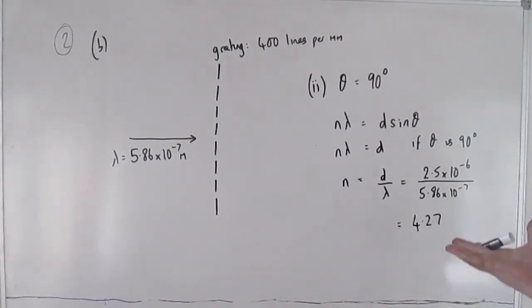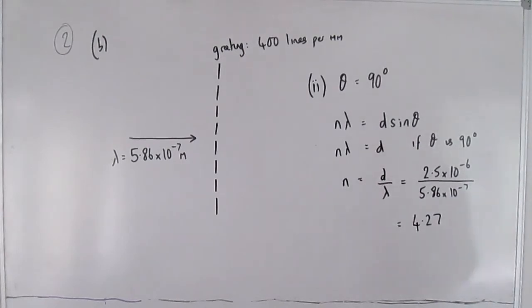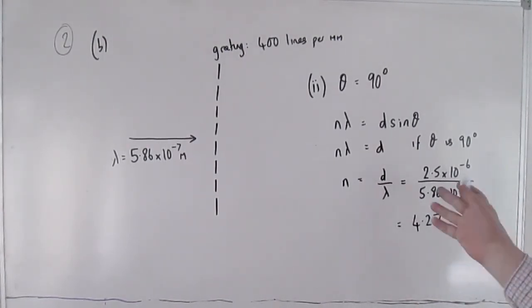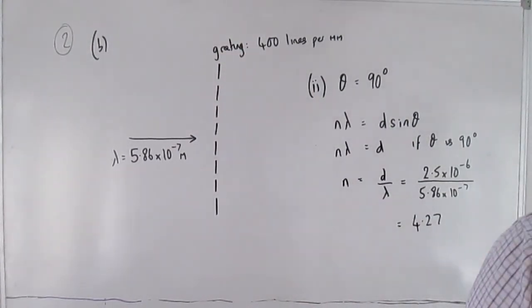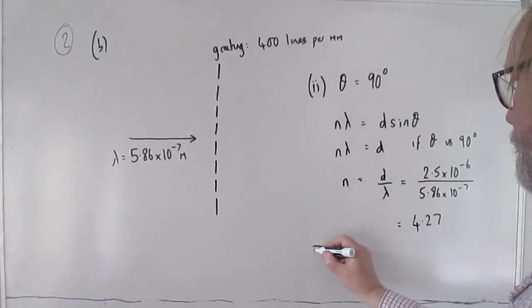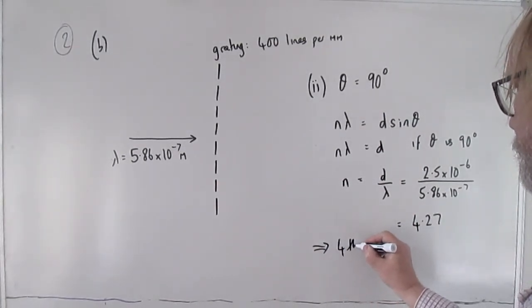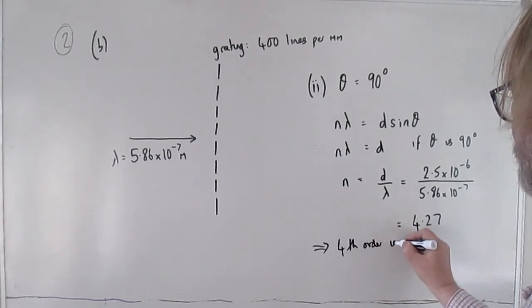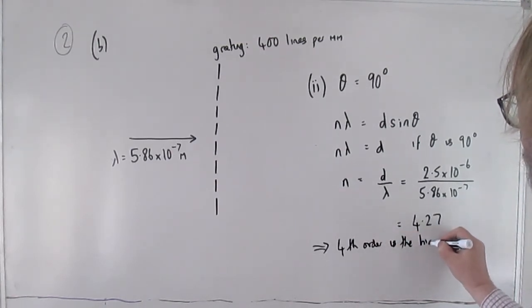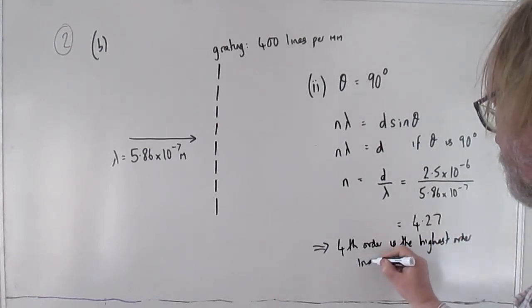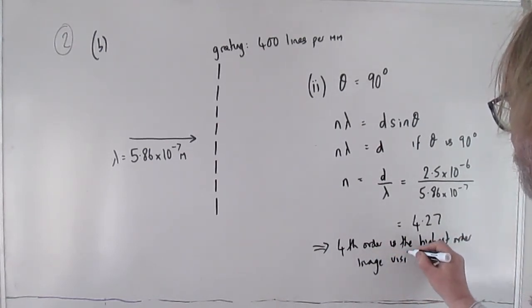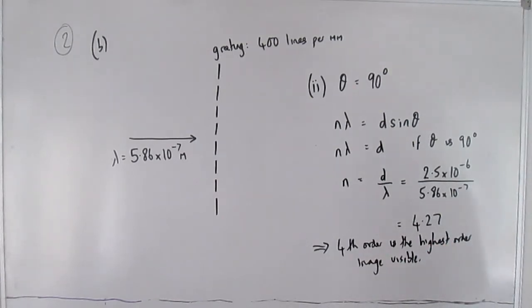Now obviously n has to be a whole number. You only get a 0 order or a first order or a second order image, so the largest one you can actually get is 4, because what that's saying is that the 5th order one would be over here, which is impossible. So therefore the 4th order is the highest order image that would be visible. Is the answer to that question.